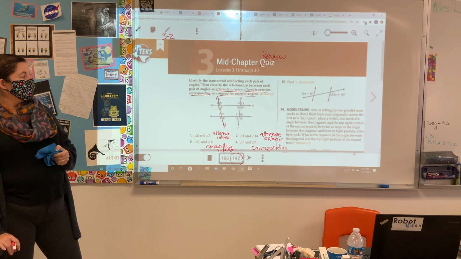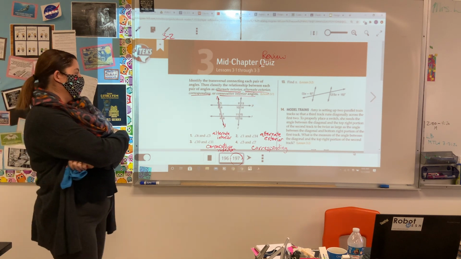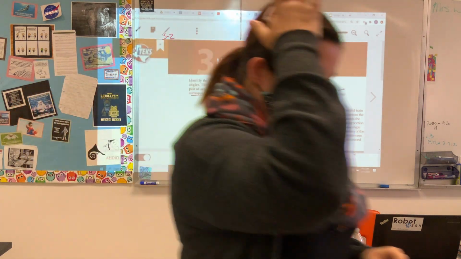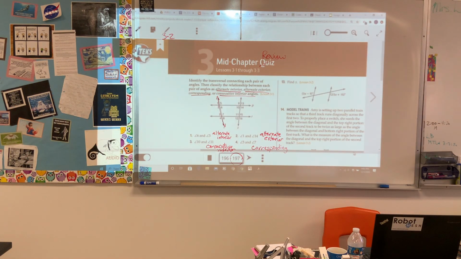No, 14 is interior. So it's not truly an alternate exterior. Okay, hold on. You're right. Let me see why my brain is doing the wrong thing, because I understand your question now. I think alternate exterior is the closest you could get to it, but in this case, it may not be that.